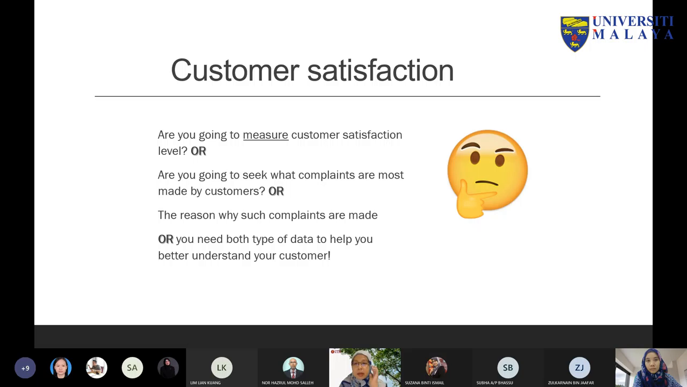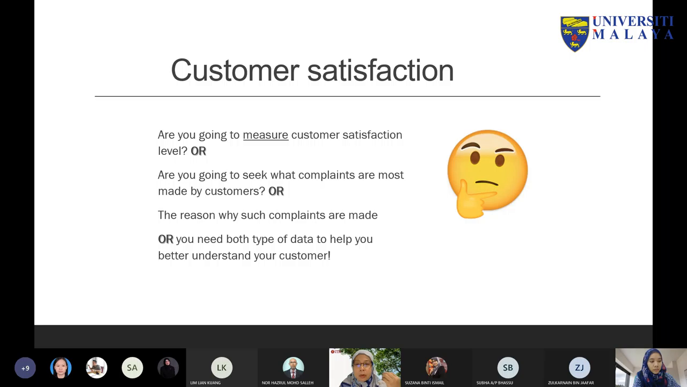Okay, so just to give an example, any research area, any problem, can be done either extremely using quantitative data, or extremely using qualitative data, or both. So it depends on how we see the problem and how we decide to solve it. So it depends. I'm giving an example over here.